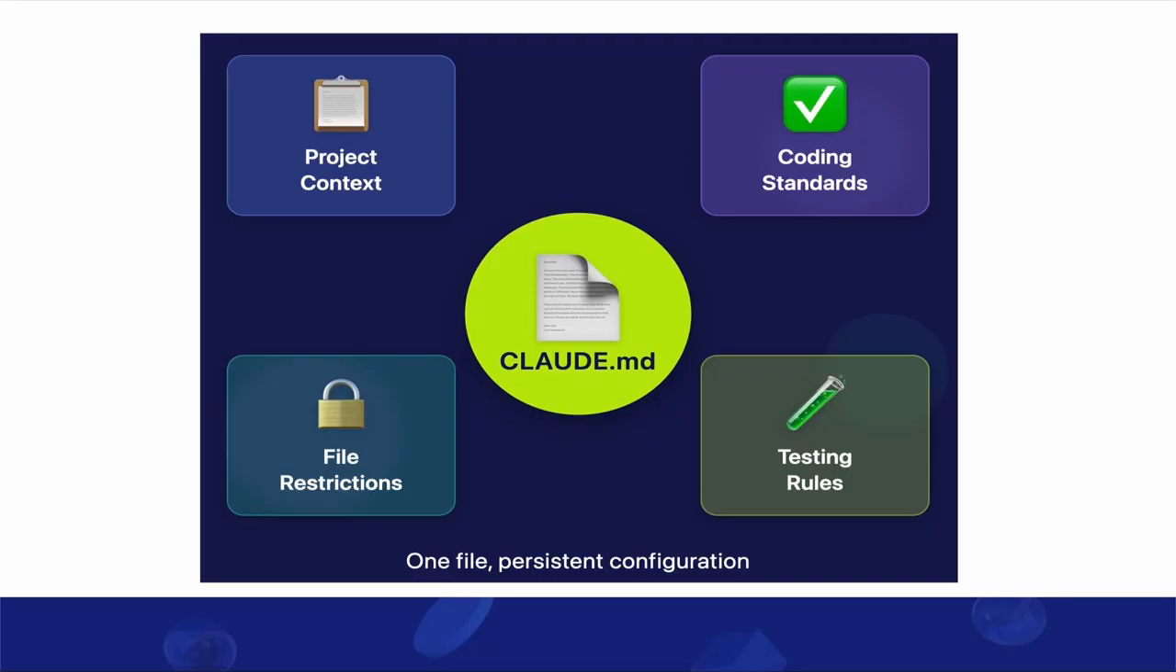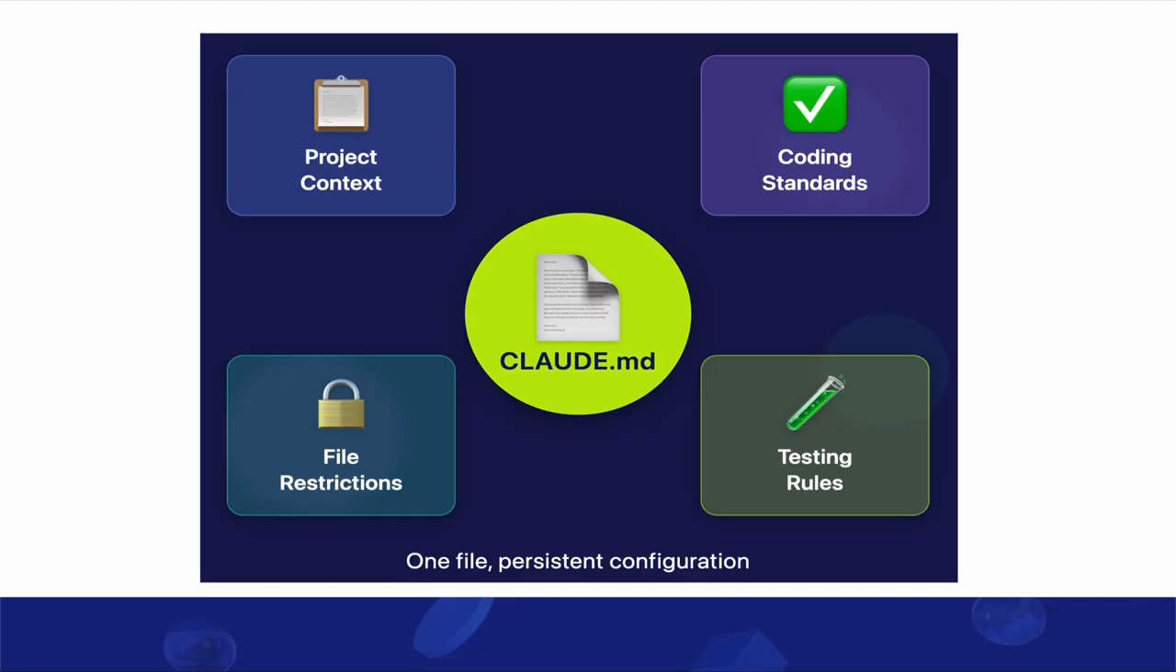Third, file access restrictions. This is critical for enterprise safety. You explicitly tell Cloud Code which directories or files it should never read or modify. Things like secrets, configuration files, production data. Fourth, testing conventions. Where should tests live? What naming patterns do you use? Should new features include tests?